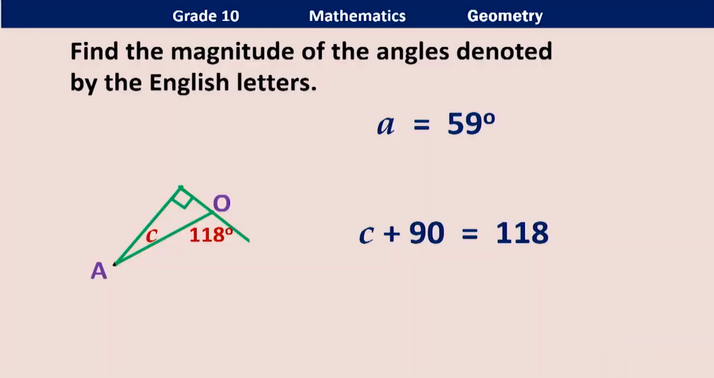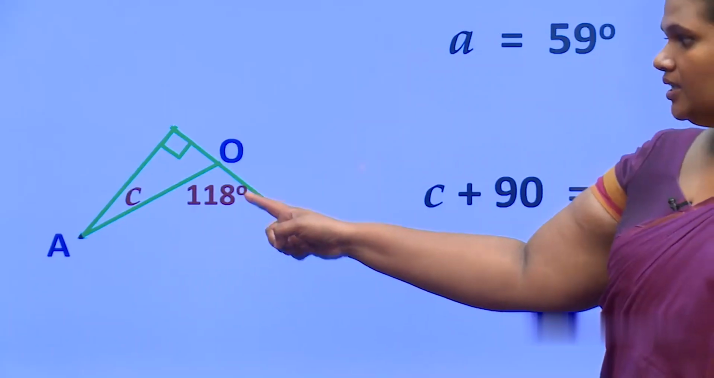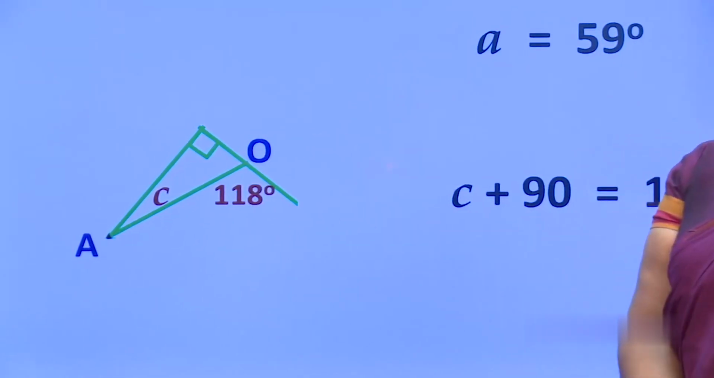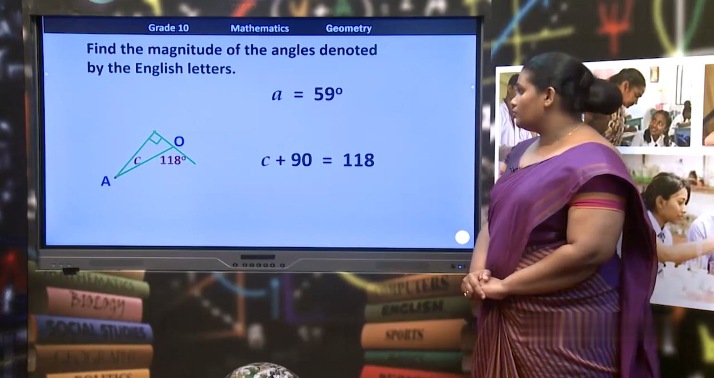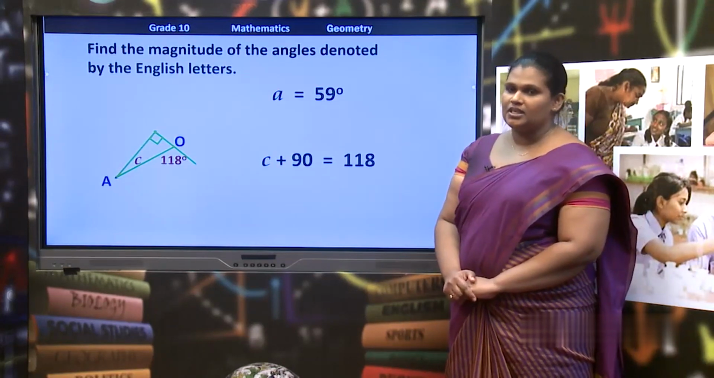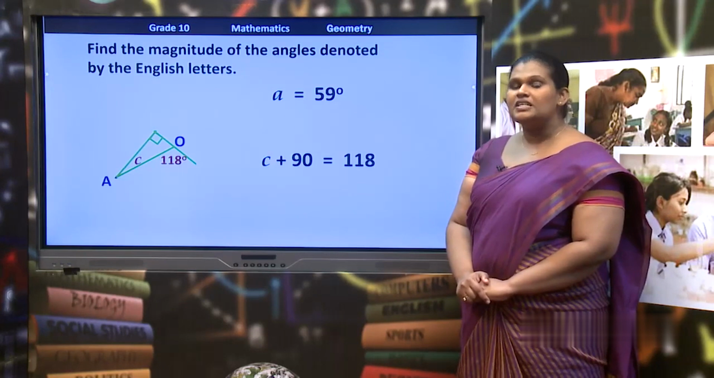Right. Here, I can say the sum of C and 90 degrees is equal to 118 degrees. Why is that? Previously, we have learnt a theorem: the magnitude of the exterior angle is equal to the sum of the interior opposite angles. Now, this is the exterior angle. These are the interior opposite angles. Therefore, I can get C plus 90 degrees is equal to 118 degrees. So, we have gained a simple equation. So, by solving this, we can get the value of C.